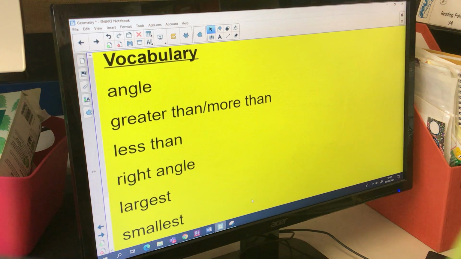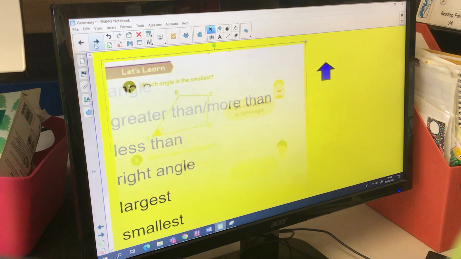So the vocabulary that we're going to come across today, we're going to be thinking, of course, about angles. We've got this greater than, more than, which is a bigger thing, isn't it? We've got less than, which is smaller. We've got right angle, which we've come across before, which is that special corner that makes an L. You put a little square into the corner as well. And we're talking about the largest and the smallest and putting them sometimes with the largest first or the smallest first. So some key vocabulary for us this morning.